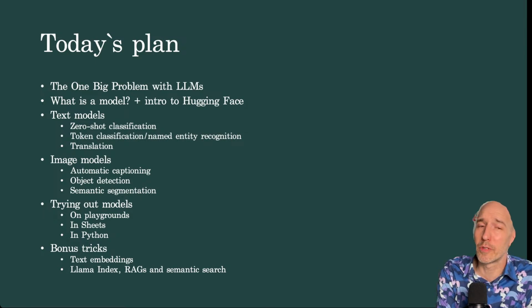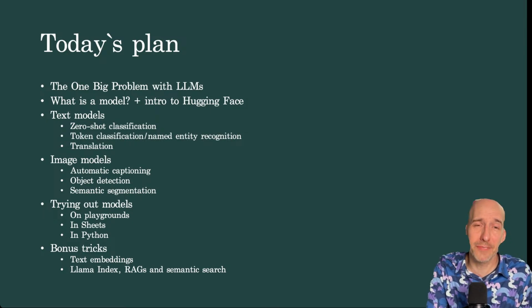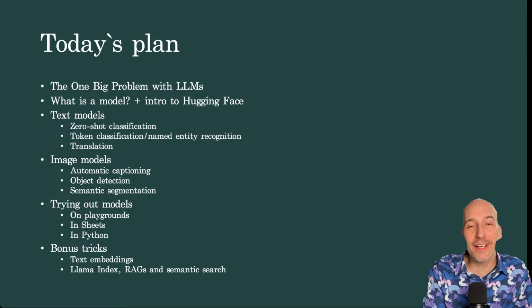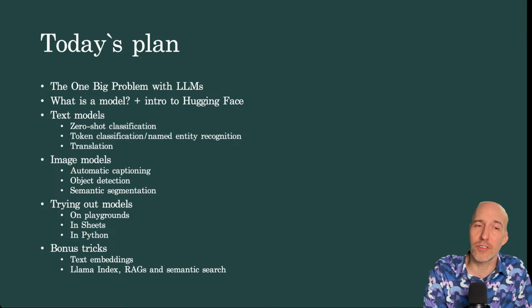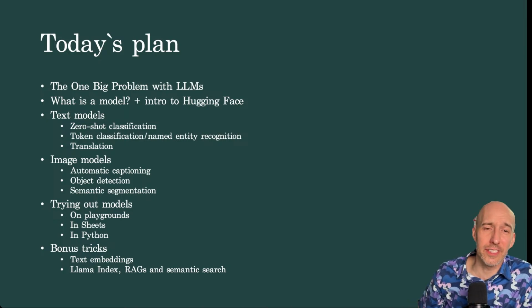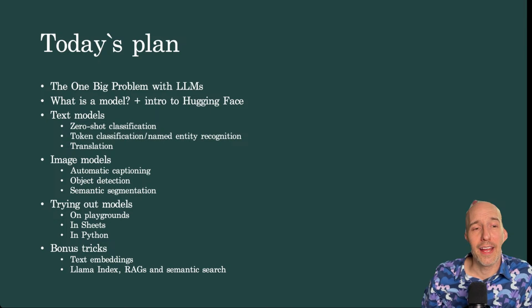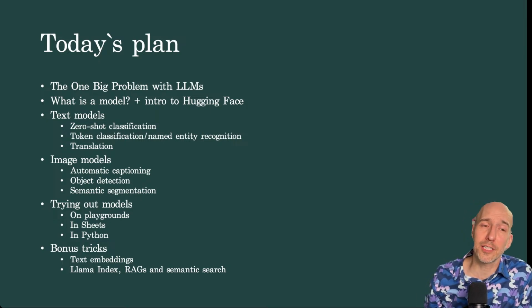Number one, the one big problem with large language models. We're going to talk about what the word model actually means. I've been using it a lot because it's the technical term of what we're using, but do we really know what they are? Then we're going to talk about a few different kinds of models, text models, image models. We're going to try some out in a few different ways, both on a fun little click-around internet style, in Google Sheets, in Python. And then we're going to be doing some fun bonus tricks. We're going to make a chatbot which can read documents that we have and answer questions about them.